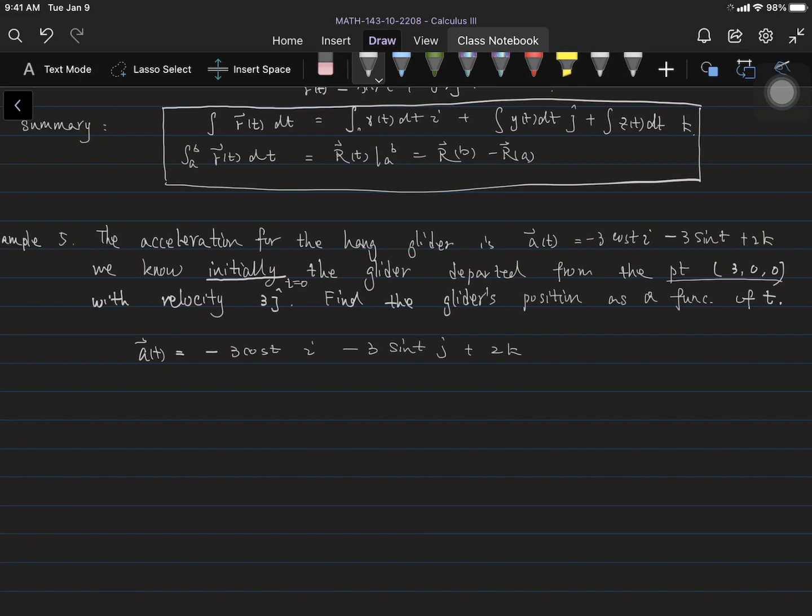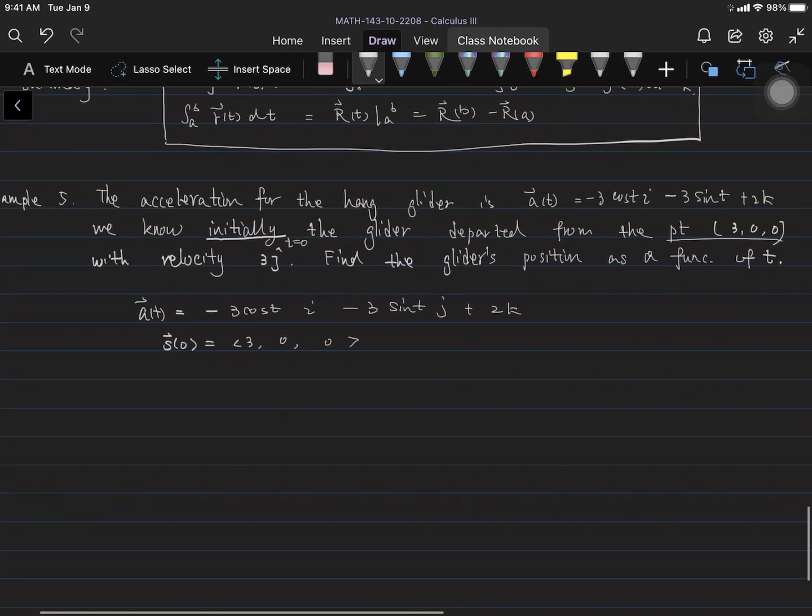So this point is what? Actually, that is the position at 0. Okay, position vector. So the position starts from that point, right? So let's write down 3, 0, 0. And initially with this velocity. So that means what? Initial velocity. So this is the velocity when time is 0. When t equals 0. So you can also say when t equals 0, that means initially.